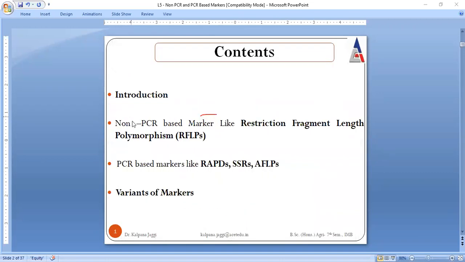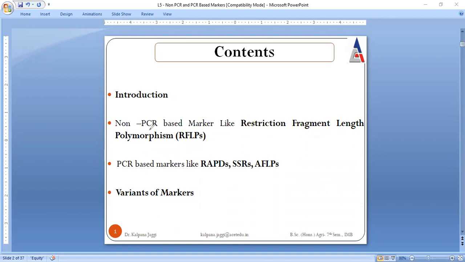So these four contents we are going to discuss today. The very first we will be discussing is introduction. Before I actually come to the PCR and non-PCR based markers, one must be familiar with molecular markers. That all will be discussed in terms of introduction. Then we will cover non-PCR markers. And when we talk about the non-PCR marker, we have only one category under it, and that itself is called restriction fragment length polymorphism.